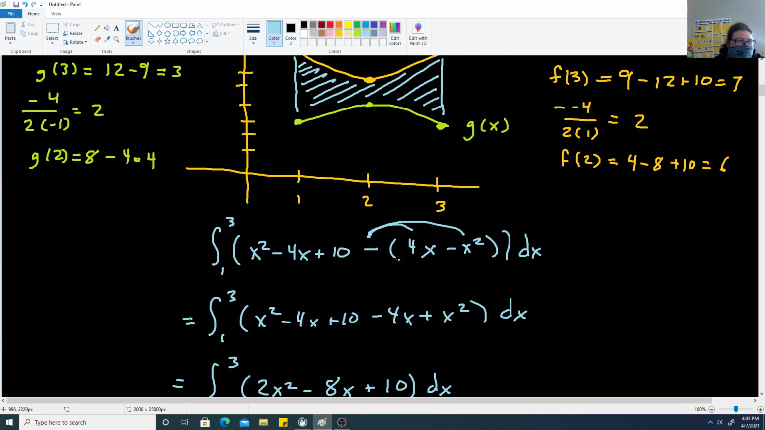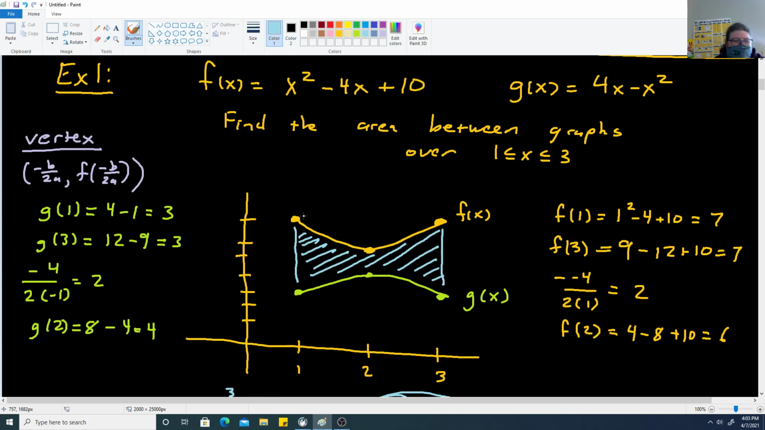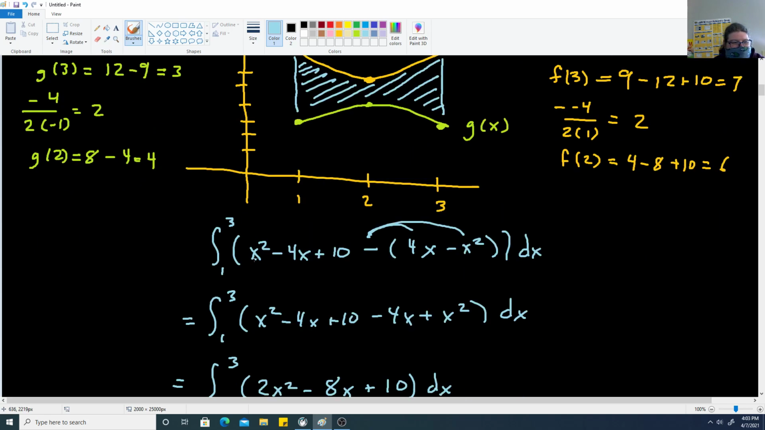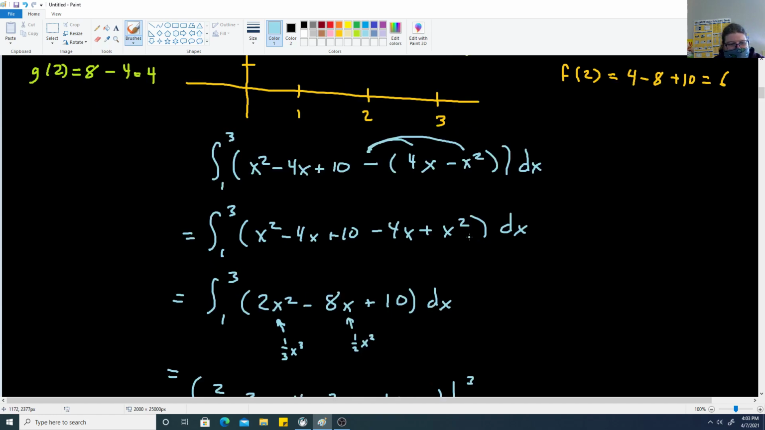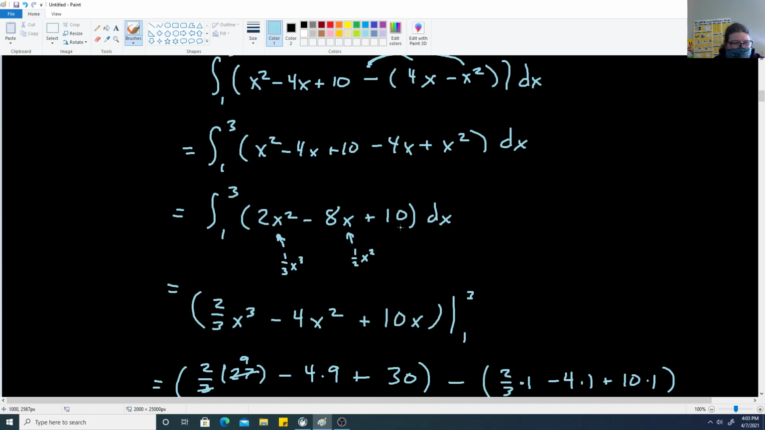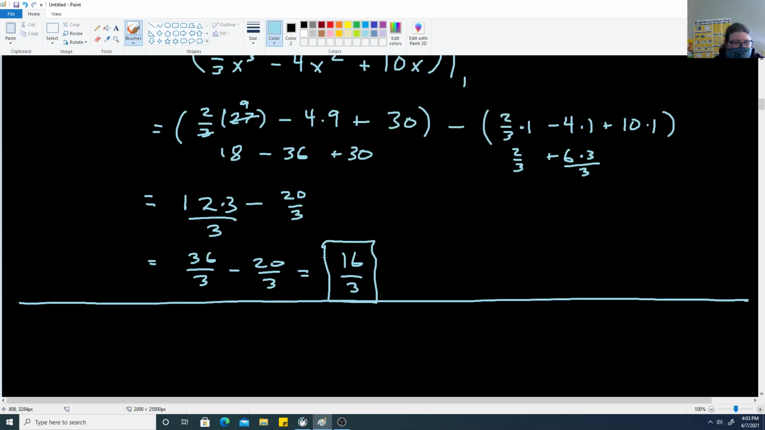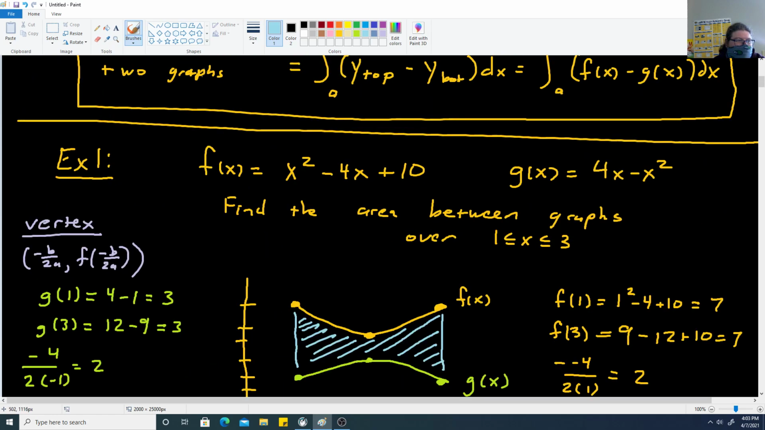So basically, when we set it up, first of all, we had to graph it and figure out who's the top and who's the bottom. Then it's top function minus the bottom function. I put the bottom function in there in parentheses to make sure the negative hits all the terms. We get our expression like that. We combine like terms, integrate it, and evaluate it, and then it tells us the area between the curves.